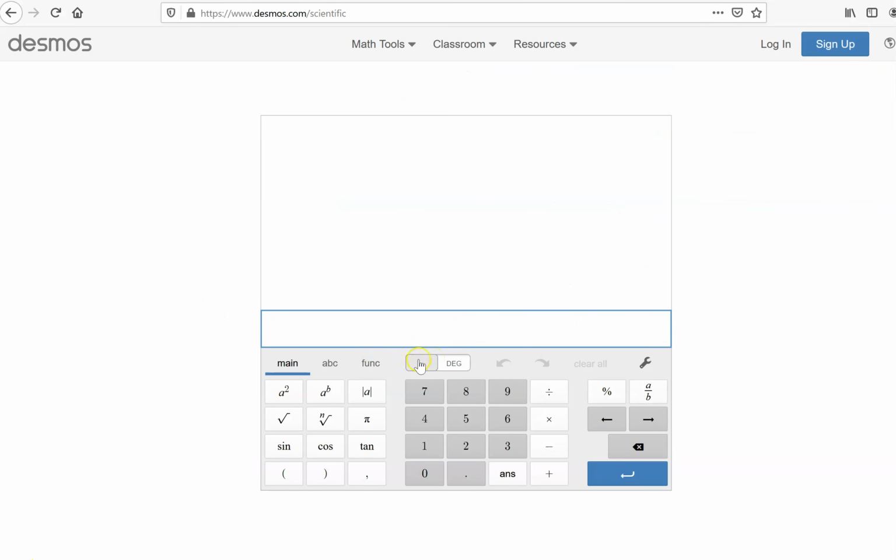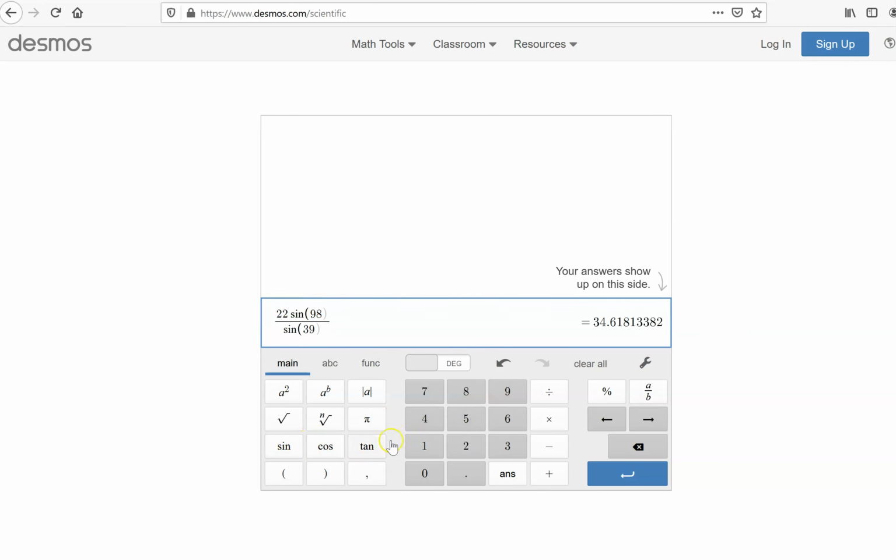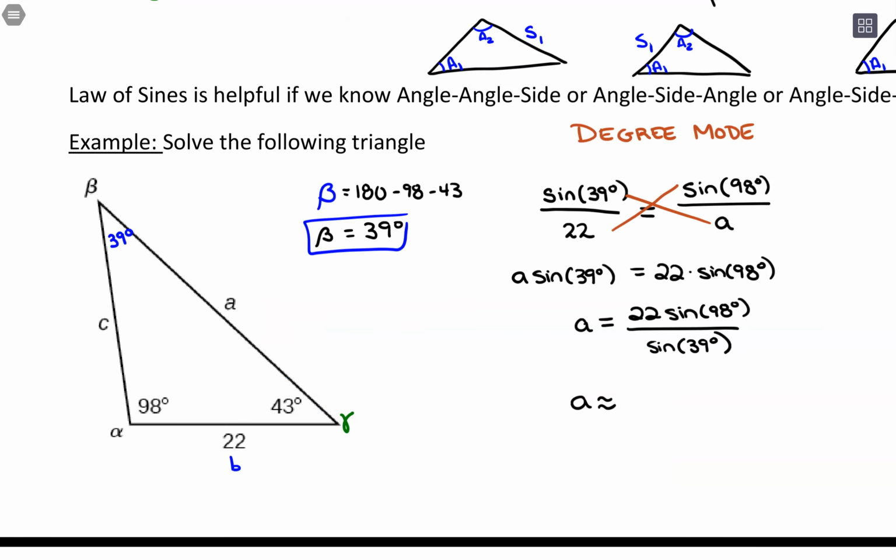And I'm just going to type in, and if you can set up the fraction beforehand with this A over B, 22 sine of 98 over sine of 39. And there I get 34.6181. I can round that to 34.62. And that'll be a length, which we don't have any units, so I'm just going to leave it as 34.62. So I just found this side length.